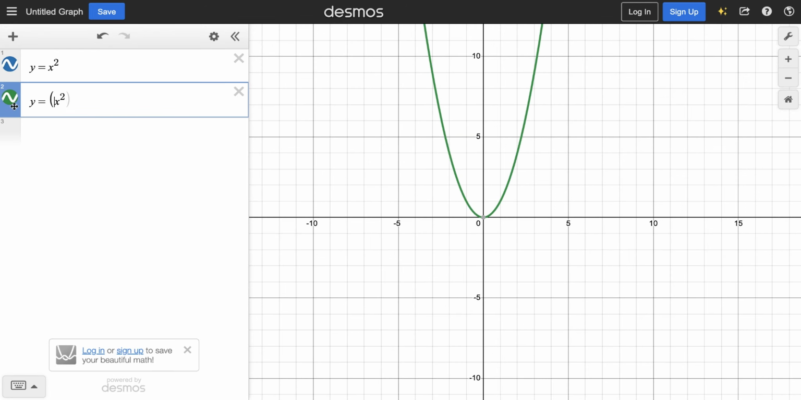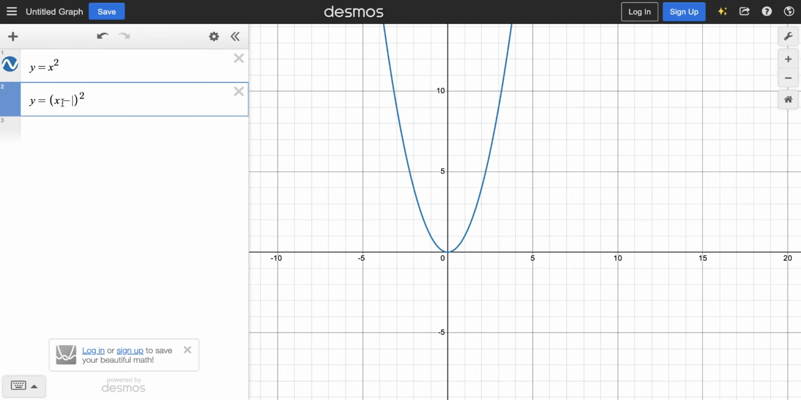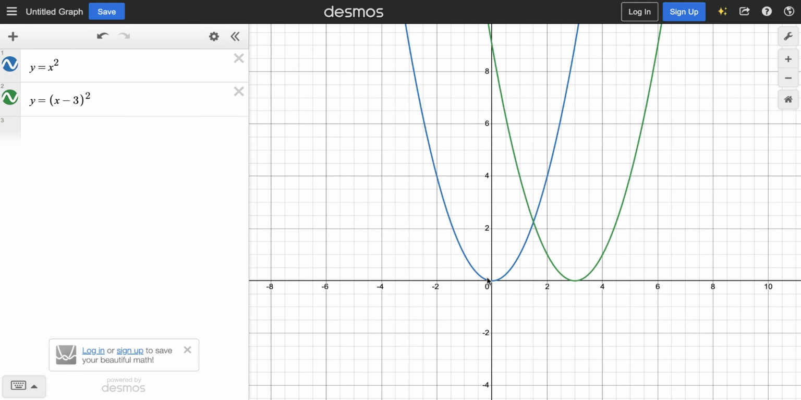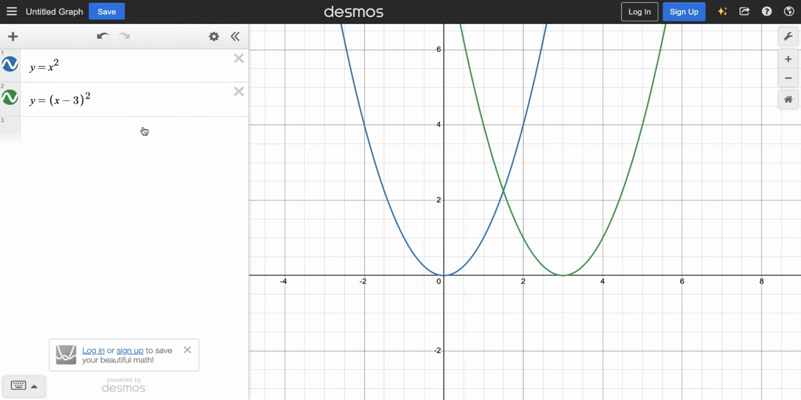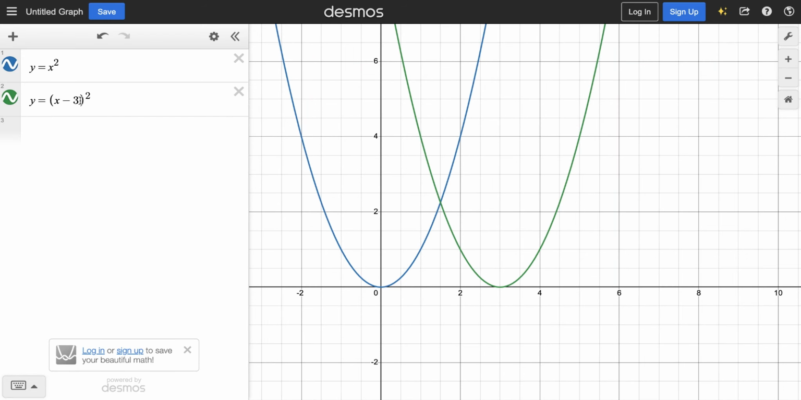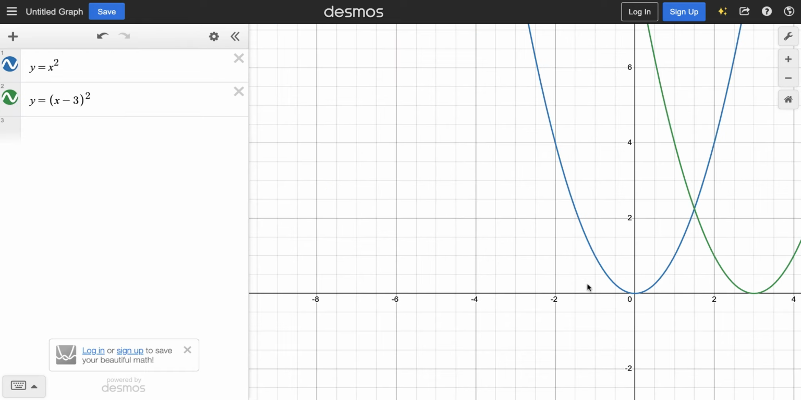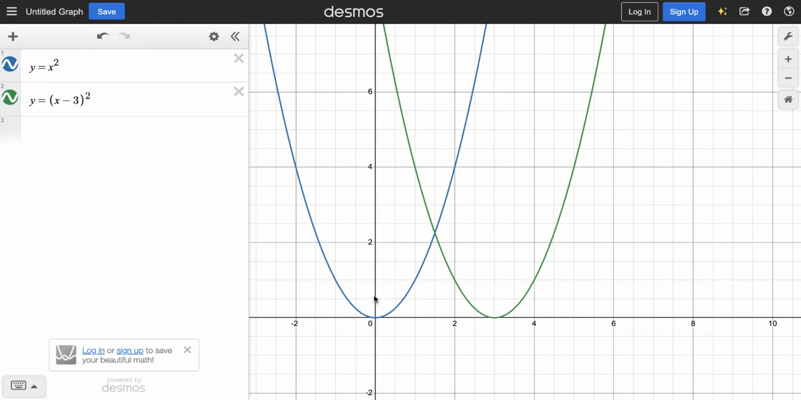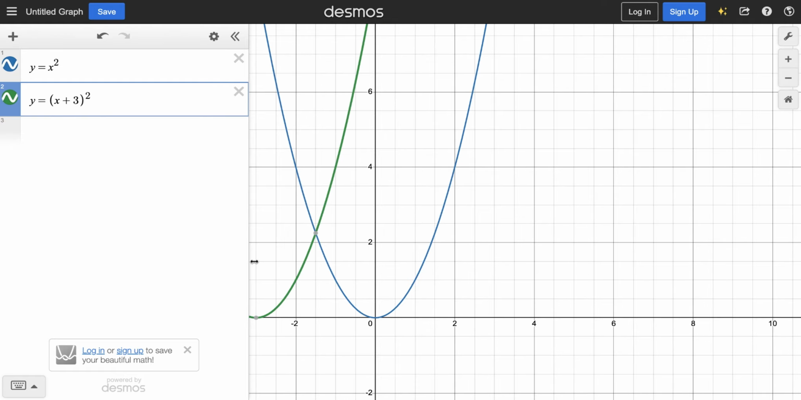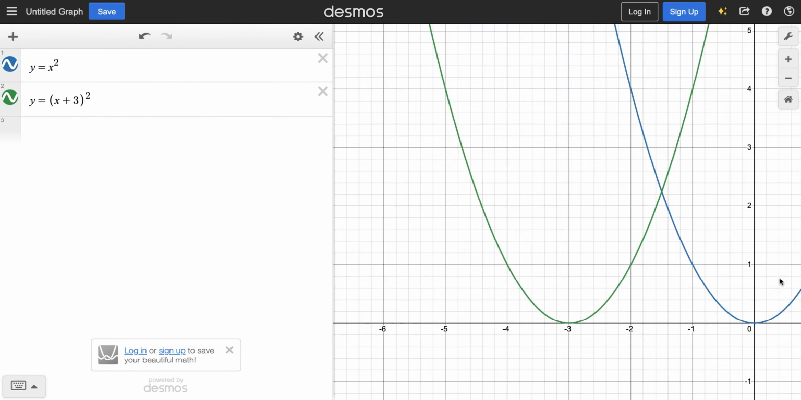Now, what if I did something inside the function? What happens if I put a minus 3 here? Oh, it moves it to the right. Whenever you subtract on the inside of the function, it's going to move it to the right, to the positive side. This might be confusing at first because when you're subtracting something, you'd normally associate it with the negative side, but it's always the opposite of what you expect. Likewise, if you're adding inside the function, you're moving it to the negative side.